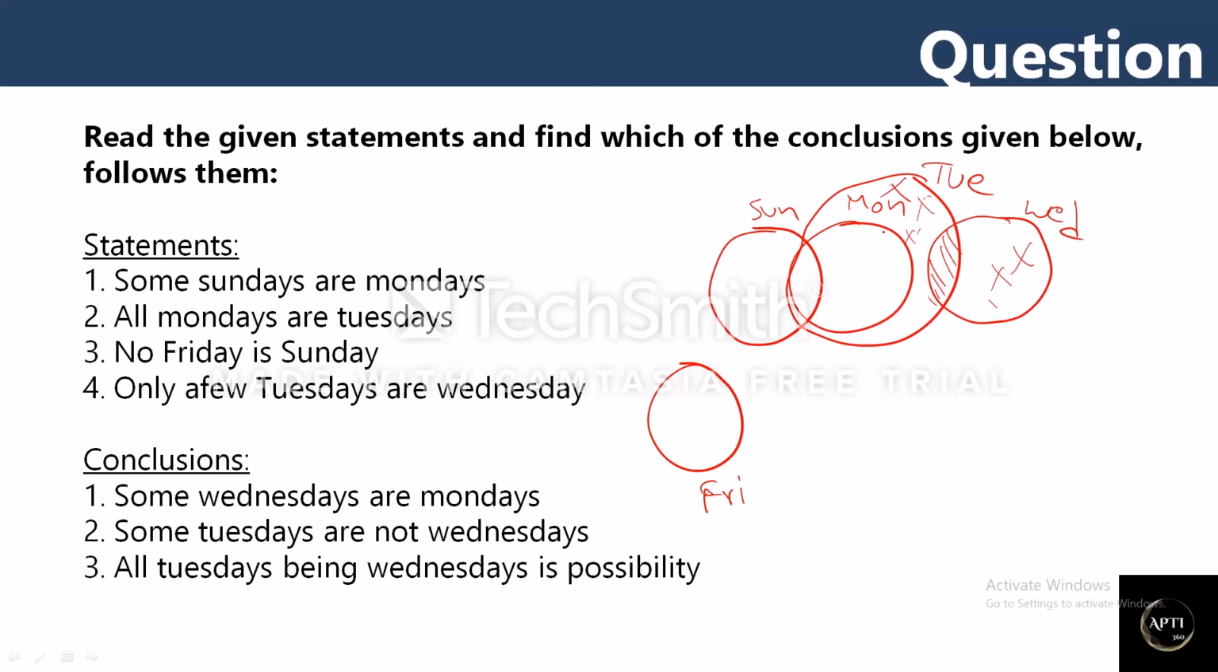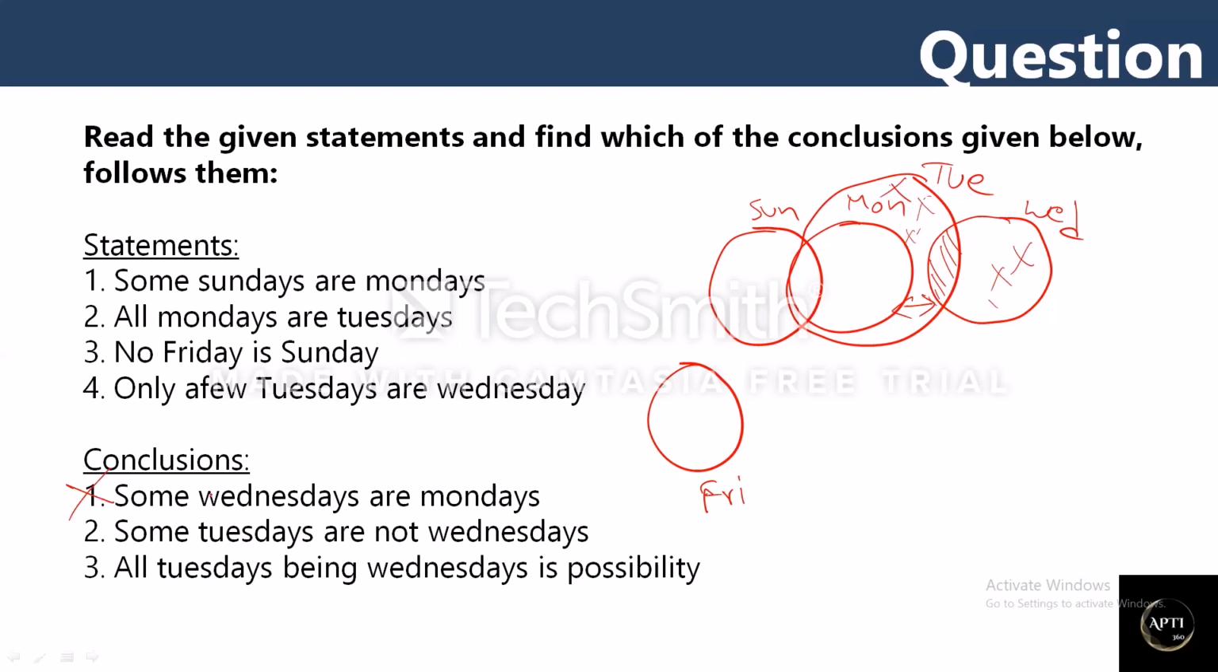Some Wednesdays are Mondays. Now, can you check with some Wednesdays are Mondays? Is there any possibility that we can draw some Wednesdays as Mondays? Here there is no connection between Monday and Wednesday. So conclusion one is wrong. In the maximum case, we can draw, it will touch. But the minimum case is not satisfied, right? So if any one of the cases is not satisfied, the conclusion is wrong.